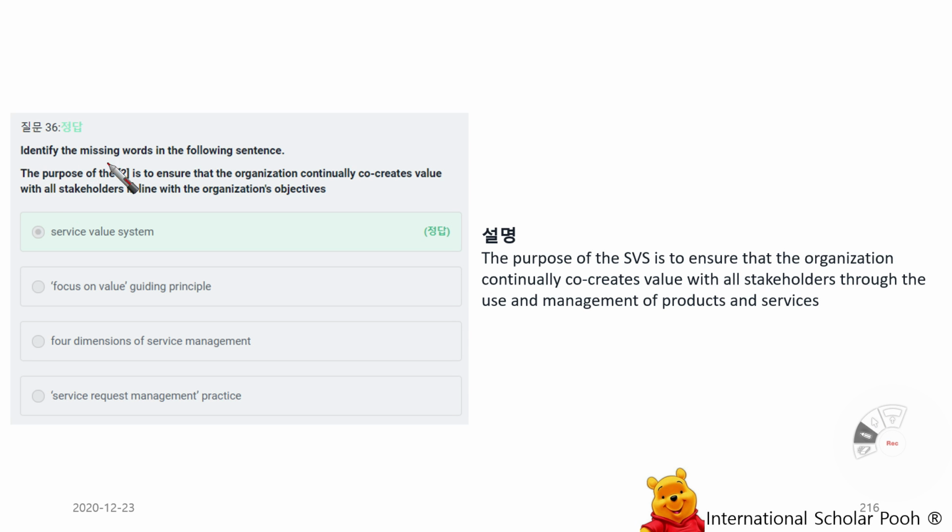Identify the missing words in the following sentence. The purpose of the service value system is to ensure that the organization continually co-creates value with stakeholders in line with the organization's objectives. The purpose of the SVS is to ensure that the organization continually co-creates value with the stakeholders through the use and management of products and services.